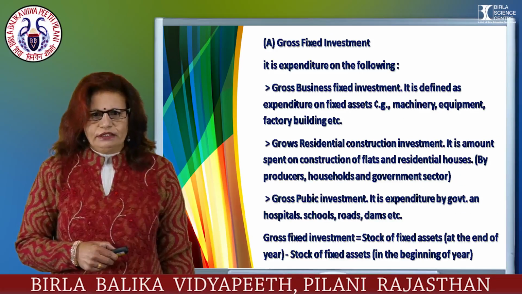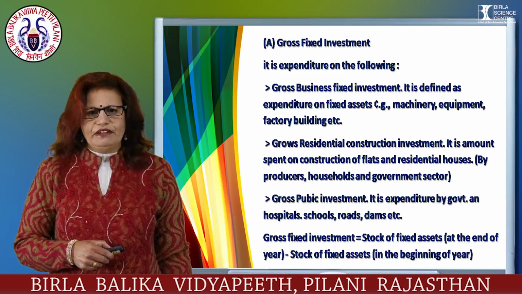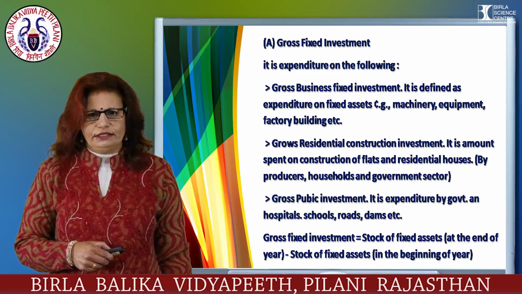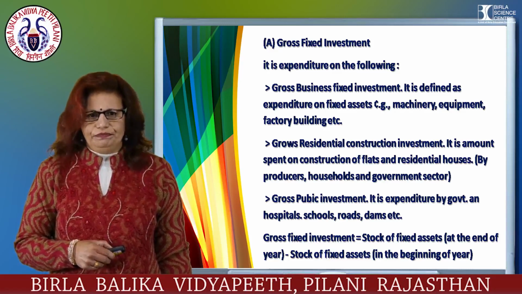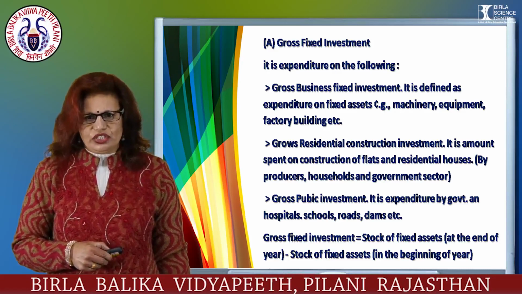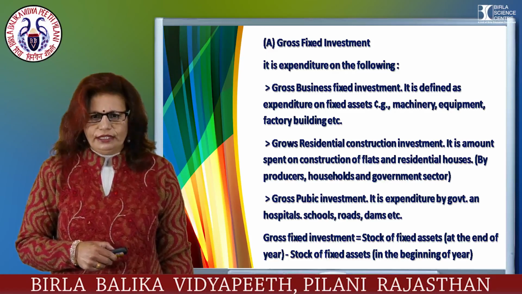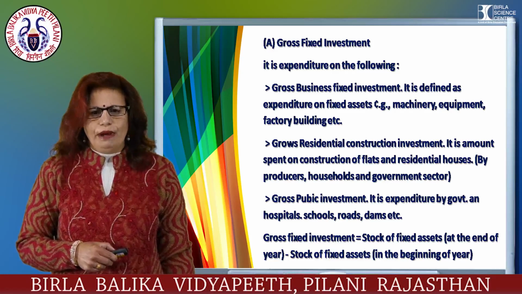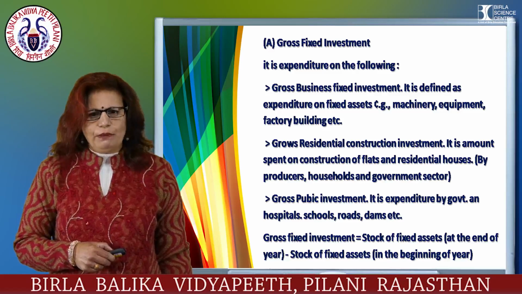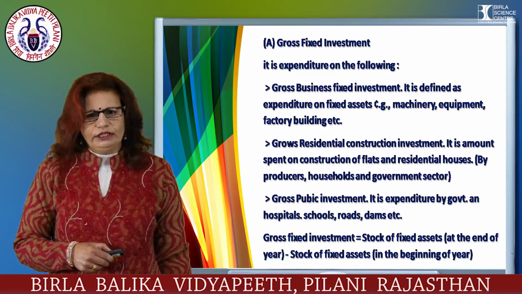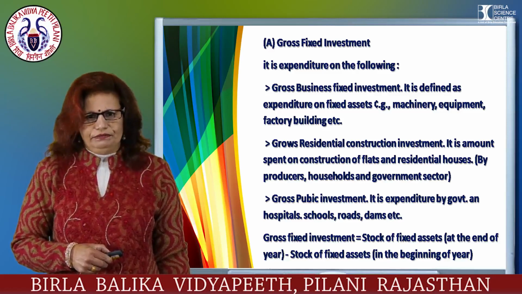Gross fixed investment counts the following. Gross business fixed investment. It is defined as expenditure on fixed assets, for example, machinery, equipment, factory building, etc. Gross residential construction investment. It is the amount spent on construction of flats and residential houses by producers, households and government sector. Gross public investment.